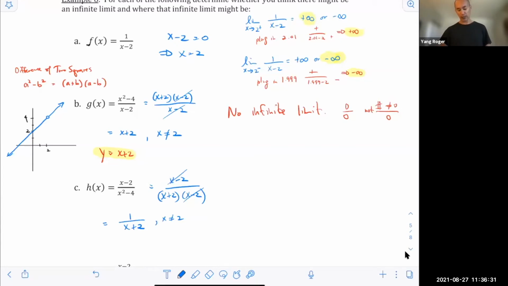So when you look at this graph, where does this graph have an infinite limit? Does anybody know? That's right, Luis, x equal to -2. So we have an infinite limit at x equal to 2.